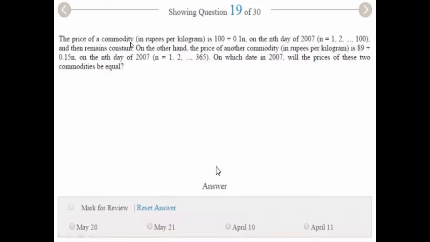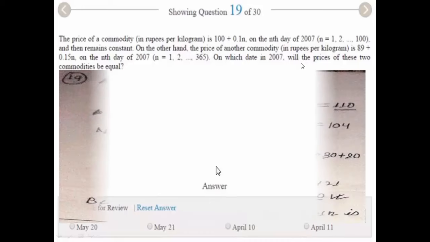The price of a commodity is 100 plus 0.1n on the nth day of 2007, n equals 0 to 100, and then remains constant. On the other hand, the price of another commodity in rupees per kilometer is 89 plus 0.15n on the nth day of 2007, n equals 1 to 365. On which day in 2007 will the prices of these commodities be equal? Okay, so this is the solution.